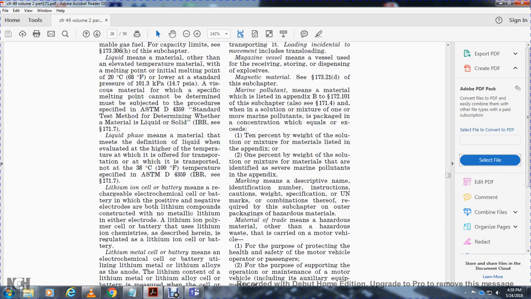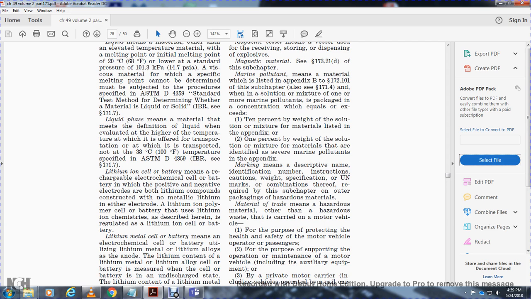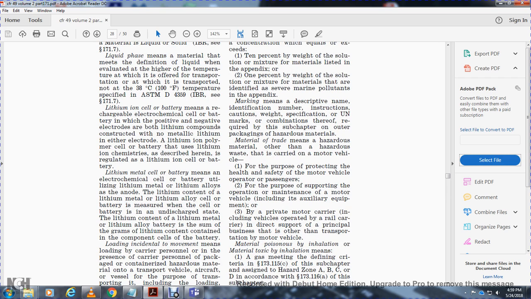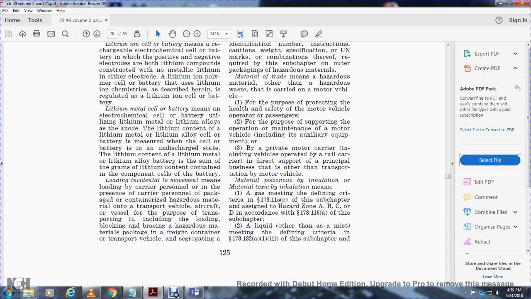Marking means a descriptive name with an identification number, the instruction, weight, or specification UN marks, or a combination thereof, required by the subchapter on outer packaging. Materials of trade means hazardous material, other than hazardous waste, carried on a motor vehicle for the purpose of protecting the health and safety of the motor vehicle operator and passengers, for supporting the operation of the motor vehicle including auxiliary equipment, and for a private motor carrier, including vehicles operated with rail cars, in direct support of the principal business, other than transporting the material.